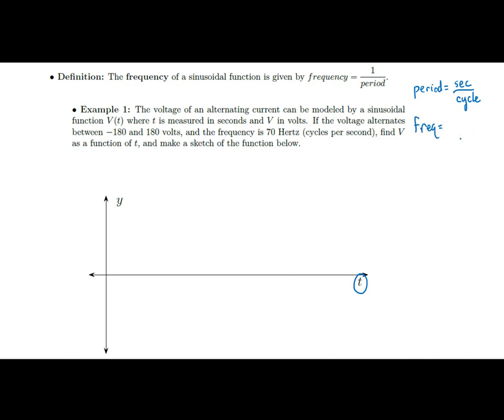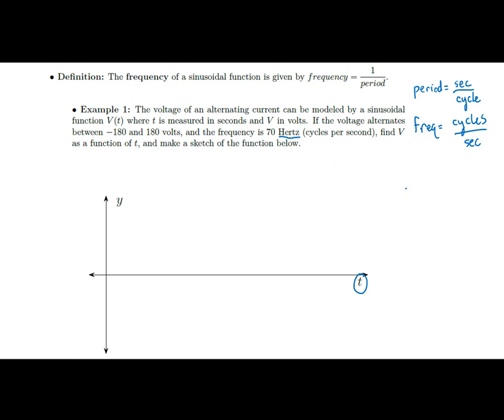The frequency is measured in cycles per second. So in other words, if you let 1 second go by, how many complete cycles has the sine wave gone through? Okay, and hertz, anytime you see that, you can assume that that means cycles per second. That's what it means.